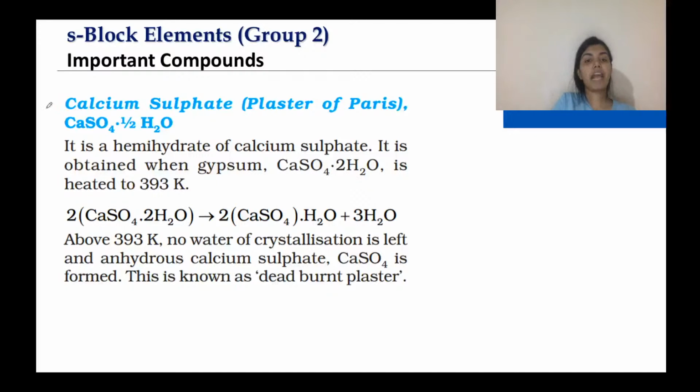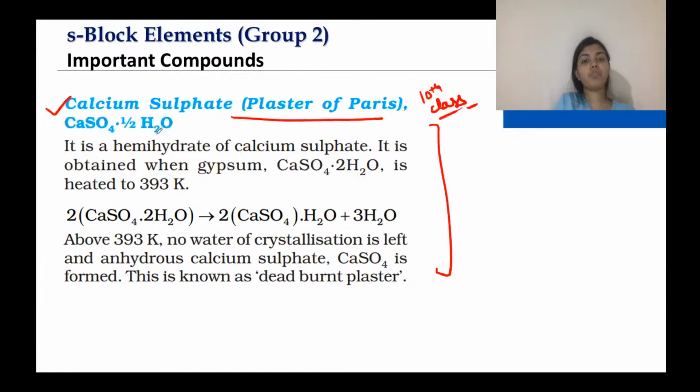Now next is calcium sulfate, plaster of Paris. So what is plaster of Paris? Calcium sulfate dot half H2O. This also you have done in your 10th class if you remember. So calcium sulfate dot half H2O is called what? Plaster of Paris. It is obtained when you heat gypsum, which is calcium sulfate dot 2 H2O. When you heat it, you will get calcium sulfate dot half H2O, which is known as plaster of Paris. What is the temperature of heating?